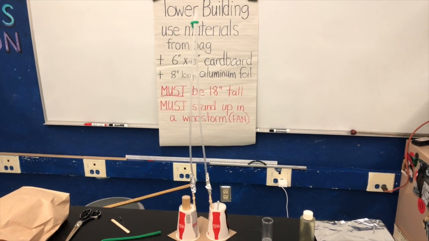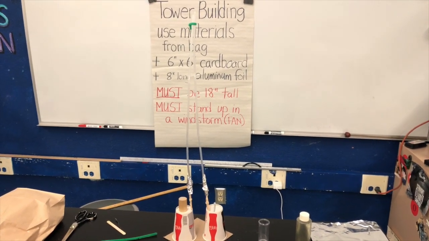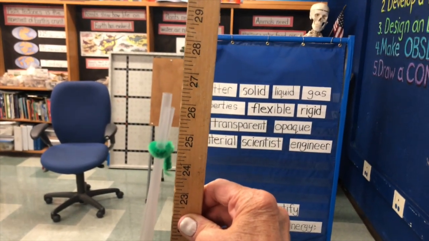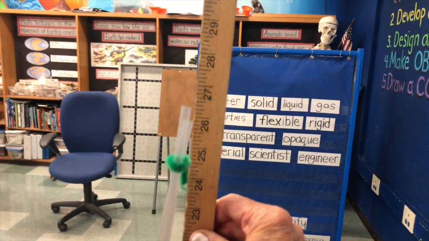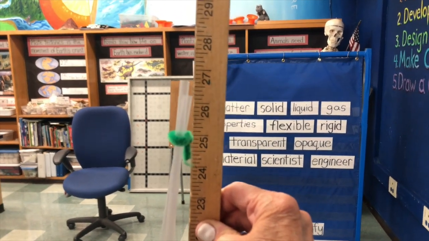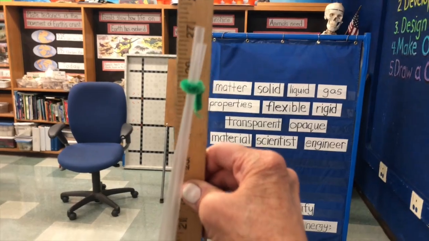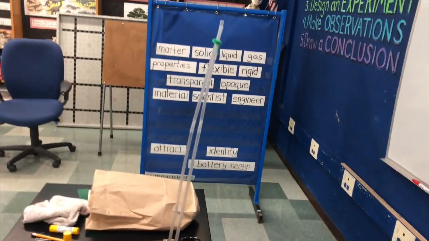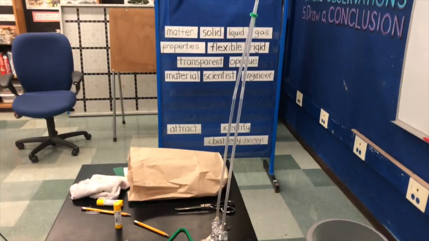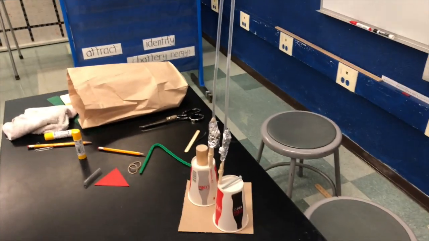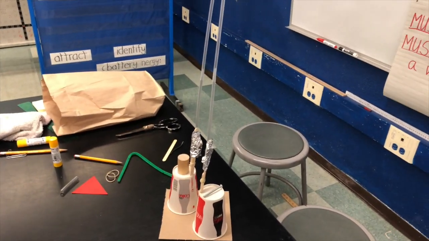And now I need to test to see if it's going to withstand a windstorm. I want you to see that my tower is almost 27 inches tall. The requirement was 18, so I was able to make it taller. And now I'm going to see if it withstands a windstorm. So I have a fan here. Right now it's on low, but it's not really pointing at my tower. So I'm going to have it point directly at my tower.